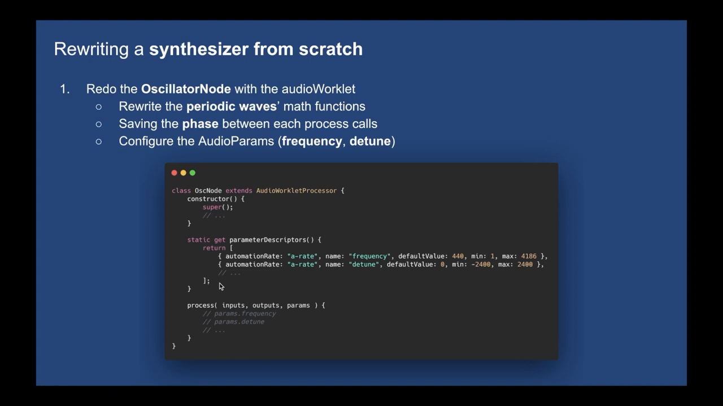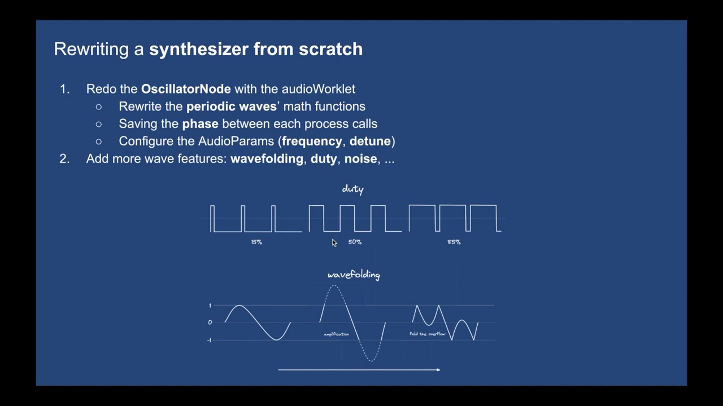After recoding the basic oscillator node, we can add more functionalities, like some wave features. We can make the duty of the waveform configurable. So the duty is the percentage of the period when the signal is active. Here it's 15%, here it's 50%, we can see.